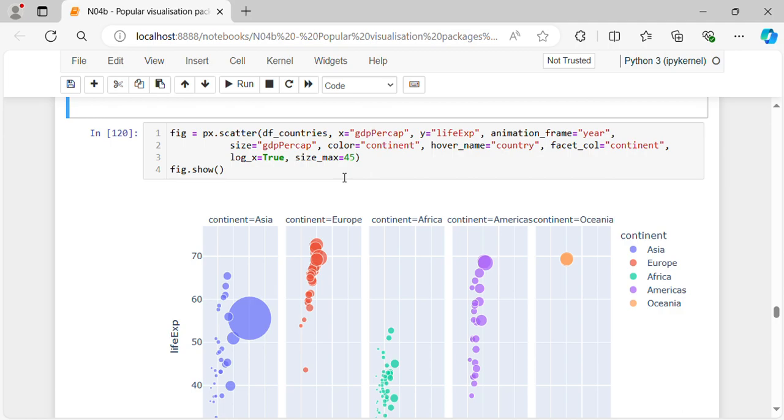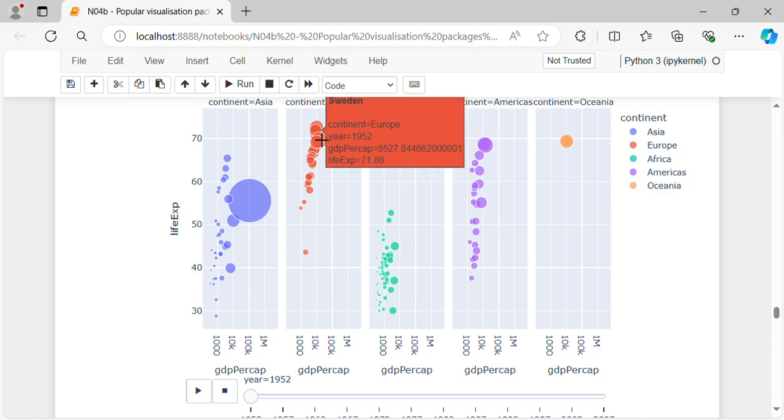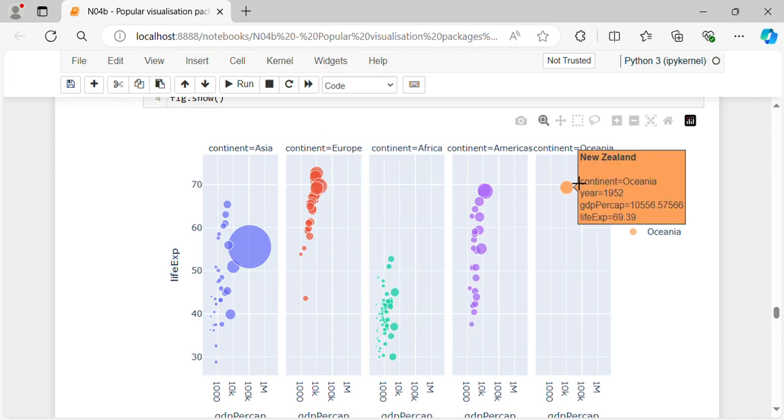Okay, now we will add one more. size_max equal 45. So this will show that the maximum size of the bubbles can be 45. So we can see for the Kuwait over here, life expectancy is 55 in the year 1952. And the highest life expectancy seems to be for Iceland, which is 72.